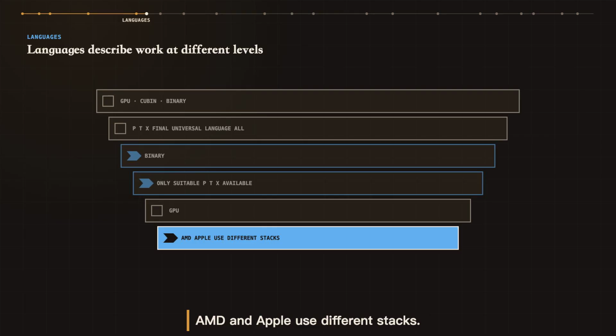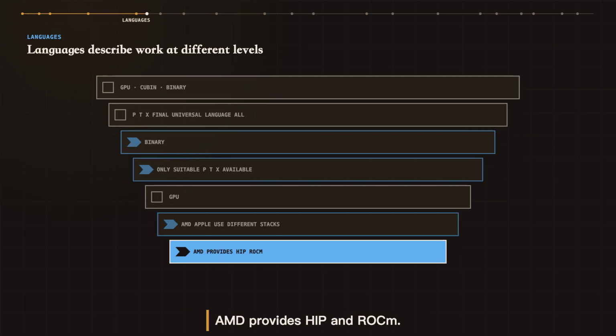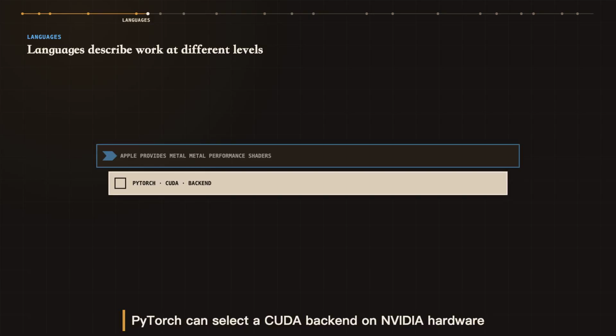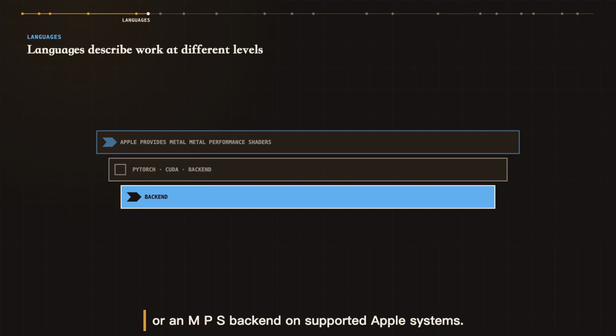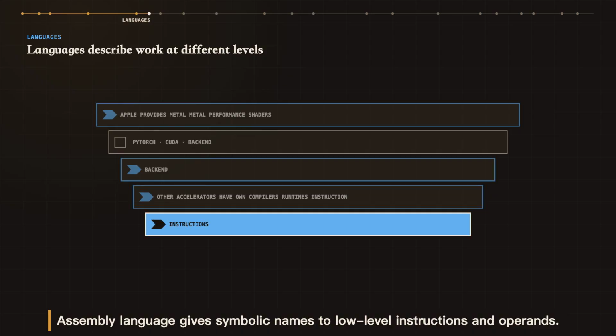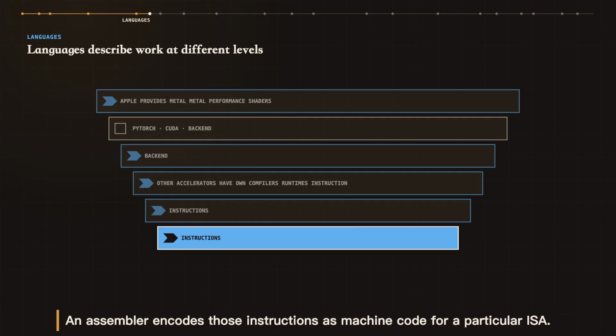AMD and Apple use different stacks. AMD provides HIP and ROCm. Apple provides Metal and Metal Performance Shaders. PyTorch can select a CUDA backend on NVIDIA hardware or an MPS backend on supported Apple systems. Other accelerators have their own compilers, runtimes, and instruction sets. Assembly language gives symbolic names to low-level instructions and operands. An assembler encodes those instructions as machine code for a particular ISA.